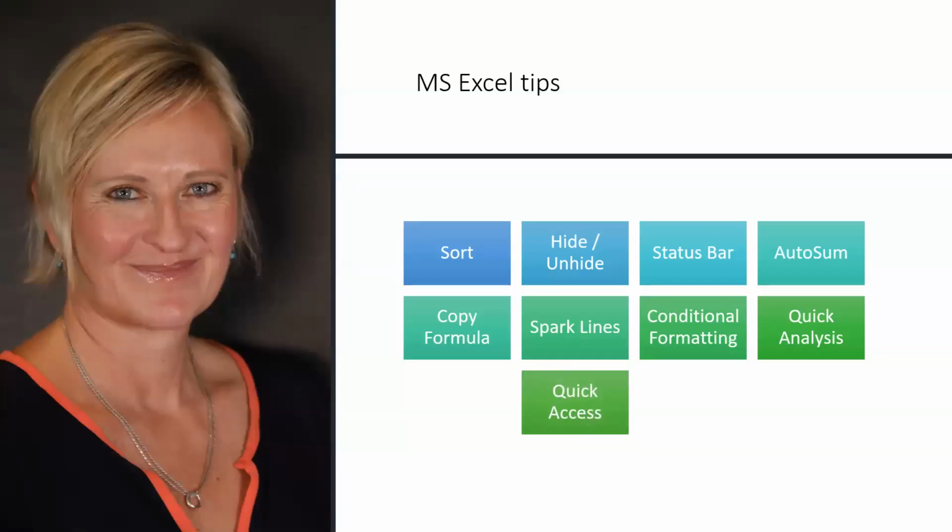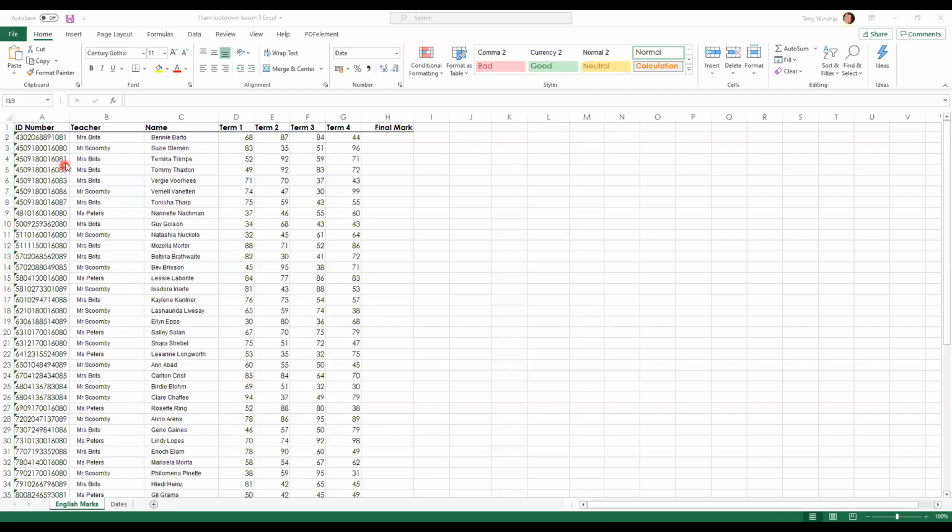Excel has a quick access bar where you can add things yourself that you do often. Let's see how to do this. If you have a look right at the top of your screen, you'll see something that looks like this. It's got a file and a little down arrow. This is the quick access bar. You can decide exactly what you show there.